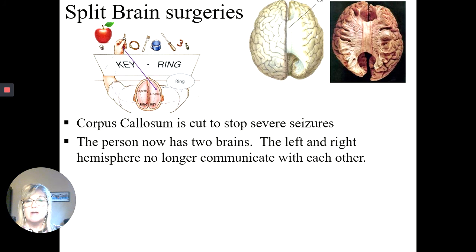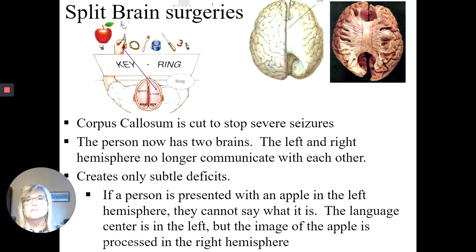So the person now has two brains. The left and right hemisphere can no longer communicate with each other. And you would think that this would cause some pretty severe deficits. Fortunately, it really only creates subtle deficits, which is kind of hard to even imagine. So this is pictures trying to show you what they're talking about. A person with a split brain surgery, these two sides of the brain can't talk to each other anymore. They can't communicate with each other.